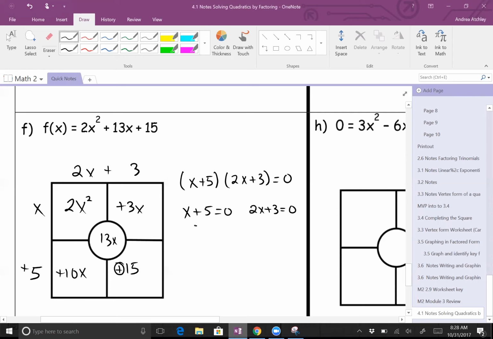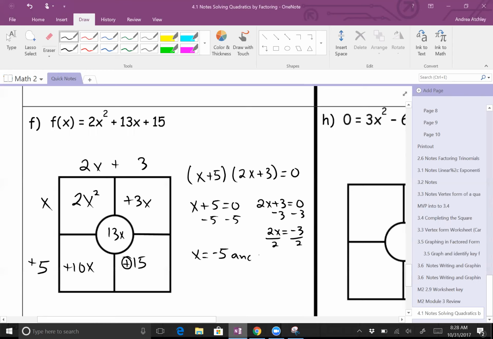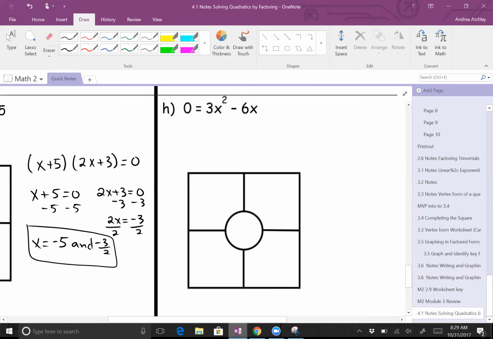So that gives me x equals negative 5. Subtract the 3. 2x equals negative 3. Divided by 2, divided by 2. And negative 3/2. I think everyone got there. Good job. See, pretty easy, right?